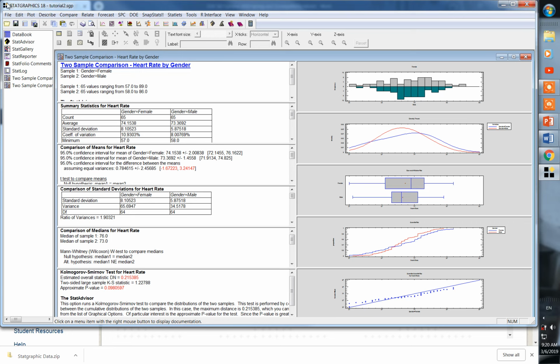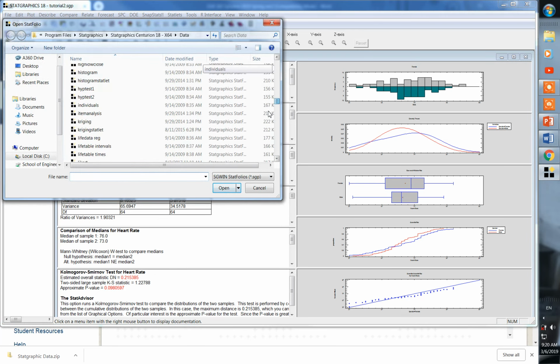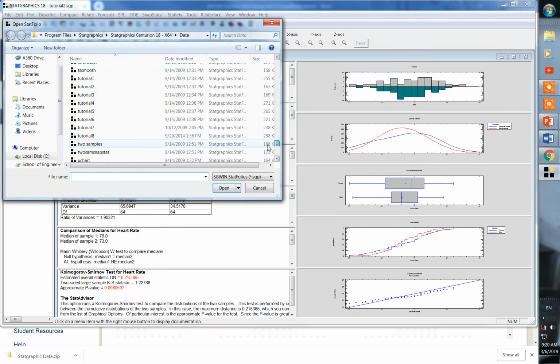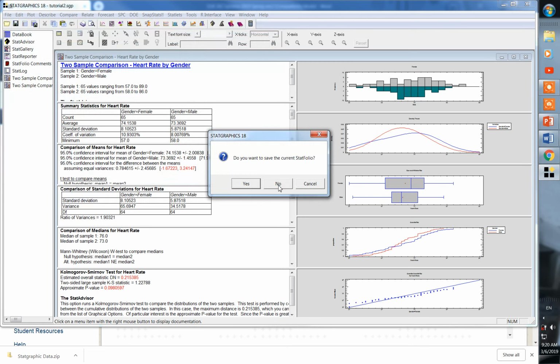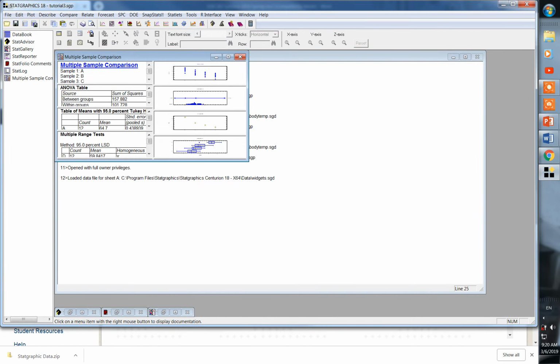so let's go to tutorial 3. So tutorial 3 is here. So let's do tutorial 3. So I'm going to say no, right? I'm not going to save this one. Okay, tutorial 3 is what we call the multiple sample test. You see here, now it only gives you one set of data. So let's look at this data set.